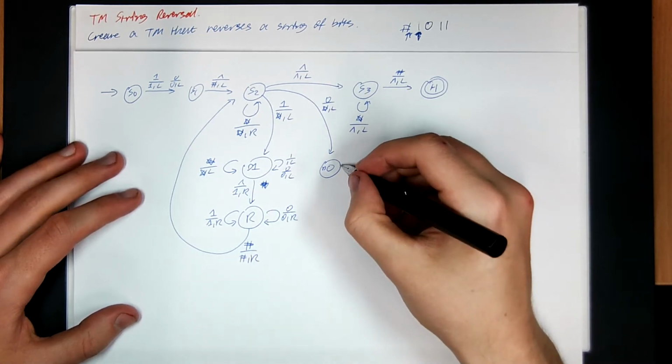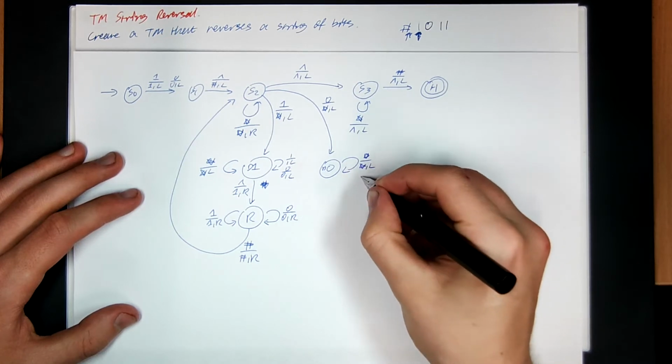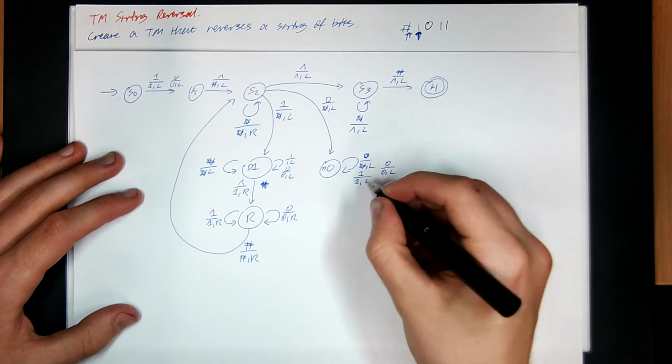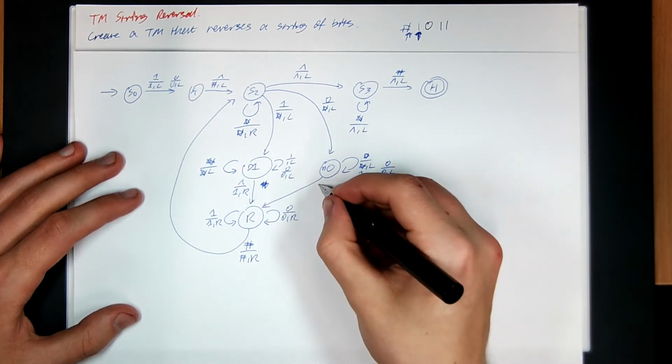So we're going to finish this case here. See stars, put the stars back, move left. See ones, write ones, move left. See zeros, write zeros, move left. See a blank, write a 0, and then rewind.